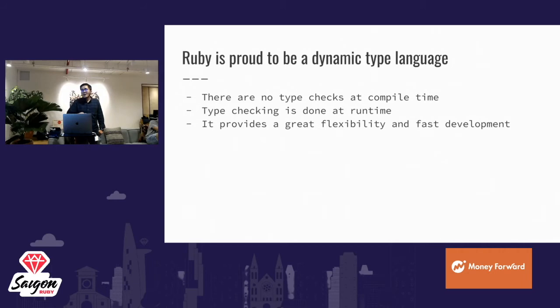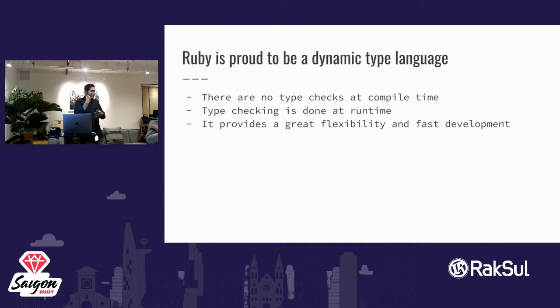So type checking is done at runtime. It means that when you run the Ruby source code, it takes the variables and the input, evaluates the source code, and throws errors at you when something goes wrong. And this happens at runtime, which means after you deploy your application into the production environment.